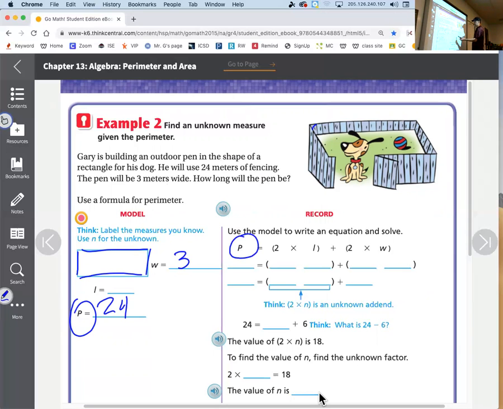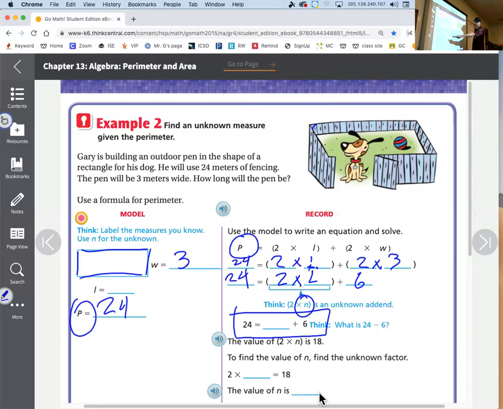So we're going to do 2 times the length. We don't know what the length is. So we're just going to say L, plus 2 times the width, when the width is 3. They use N. You can use N. You can use X. You can use L. So we keep it just the same length. We don't know what the length is. Then over here, what's 2 times 3? It's 6.